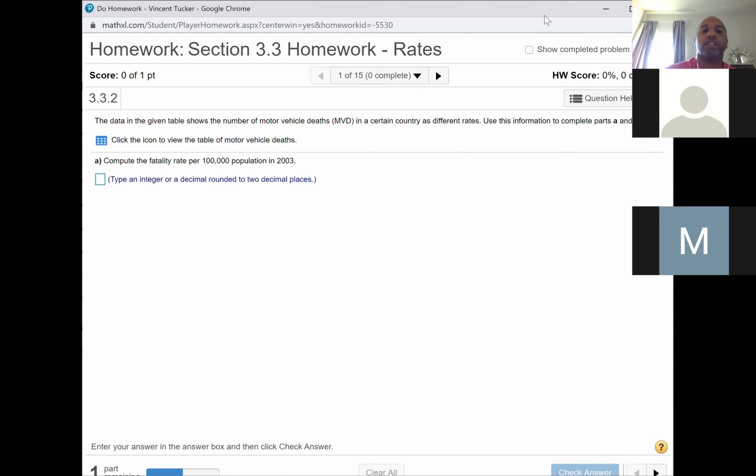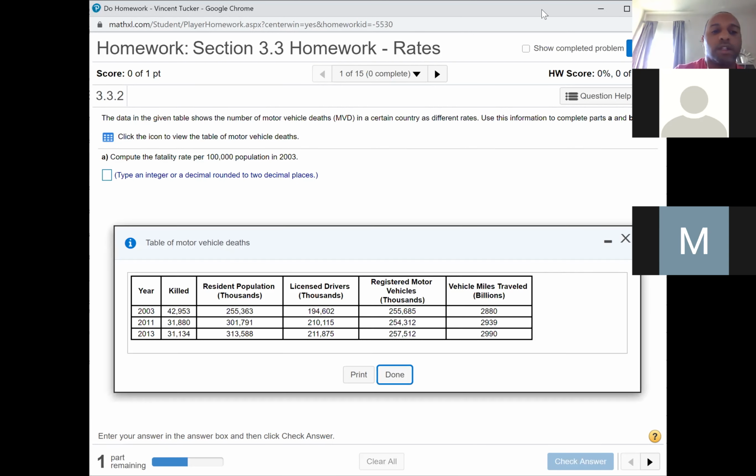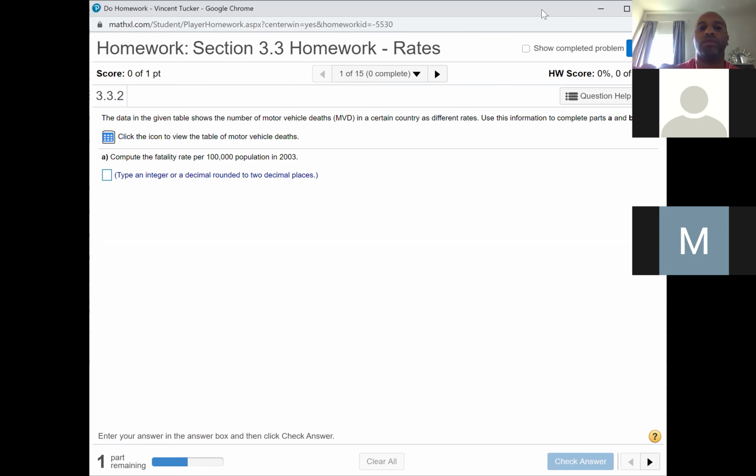Okay, cool. So we're looking at 3.3 today. That's on rates. Don't copy these numbers down. Well, no, I gotta hit the chart, so it doesn't matter. The data in the given table shows the number of motor vehicle deaths, MVD, in a certain country at different rates. Use the information for parts A and B. So you have to go to your chart in order to do so. So let's go to the notes.